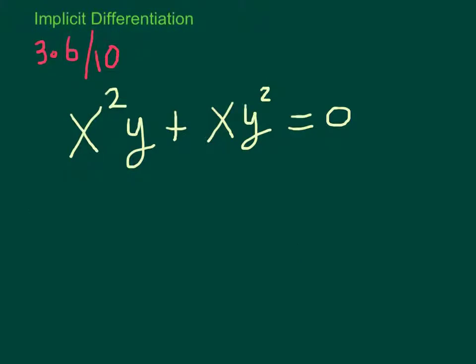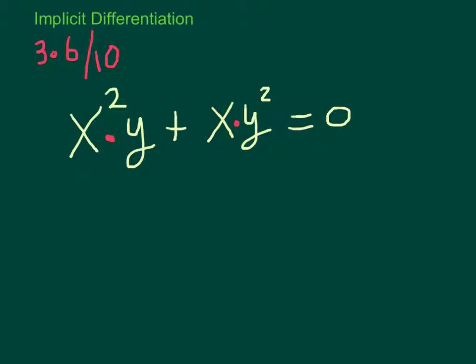Okay, so we're going to solve using implicit differentiation again, chapter 3.6, exercise number 10. This is not very different from what we've done already. The only thing you have to think about is that there's a multiplication between x squared and y, and a multiplication between x and y squared. So we have to use the product rule.